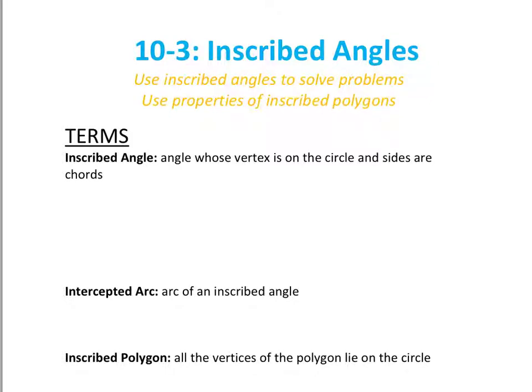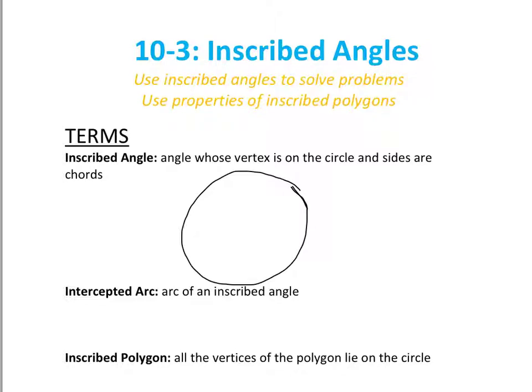Hey team, so 10.3 is once again about angles and arcs, but it's not about central angles anymore. It's about another type of angle called inscribed angles. Inscribed angles are different from central angles. Remember, central angles are the ones where the vertex is at the center of the circle. Inscribed angles, once again, on a circle, have the vertex on the circle, actually.